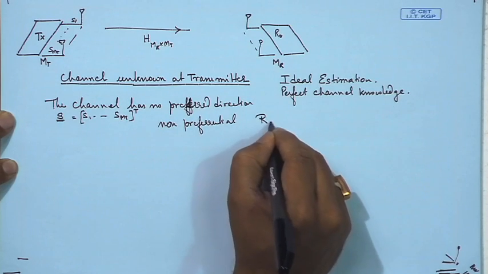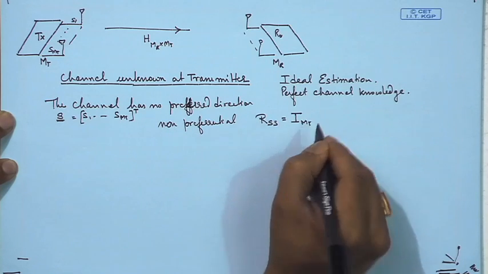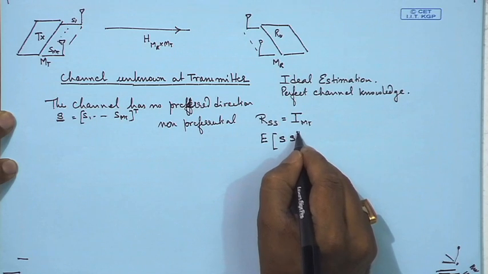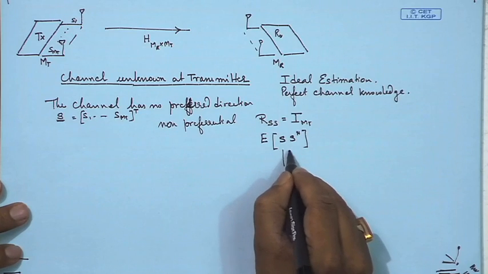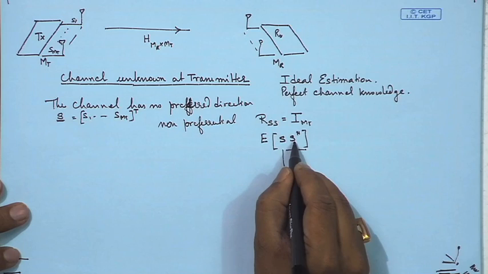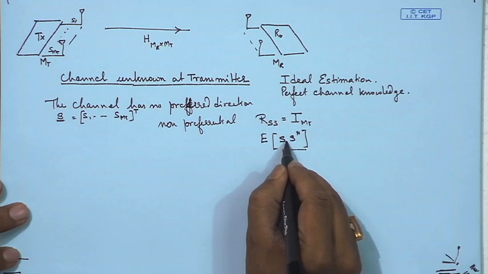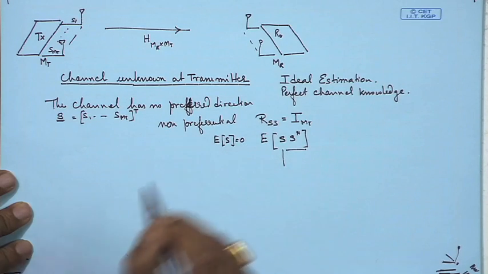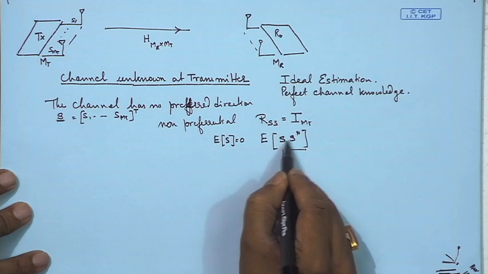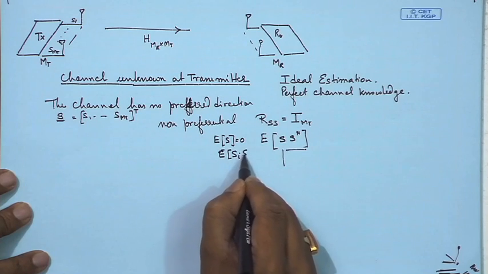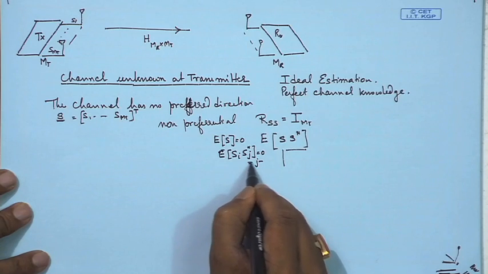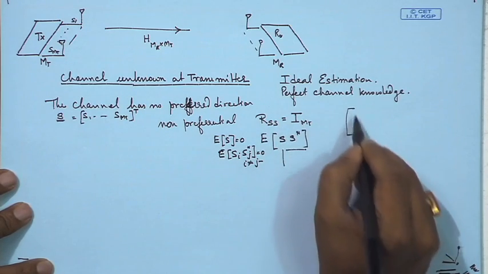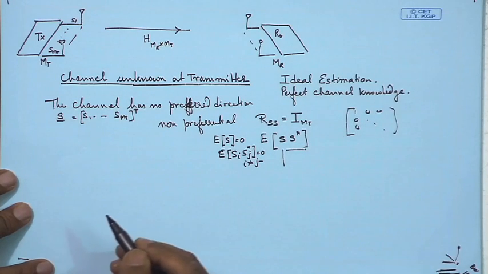So the best non-preferential thing that you can decide for this is to make RSS equal to I of MT. RSS is basically the expectation of S times S Hermitian. S is a vector and S Hermitian is a row vector, so when you take the product, it becomes a matrix. E of S S Hermitian is the covariance matrix of S, and we will ensure that E of S is equal to 0, that means it's zero mean. So when you have E of S S Hermitian, we also have E of Si Sj conjugate equal to 0 for i not equal to j. That means independent. So we are taking independent symbols in these cases. Therefore RSS is the identity matrix, that is, it has 1 0 0 0 0 and like that.